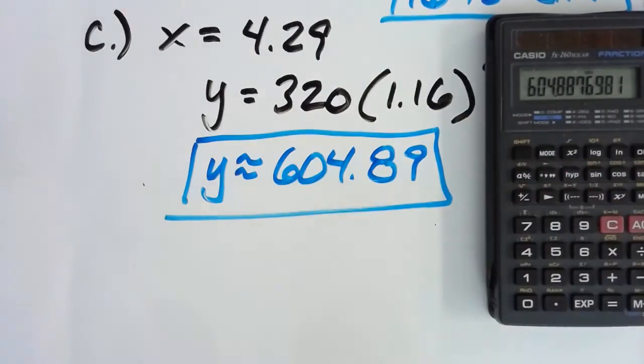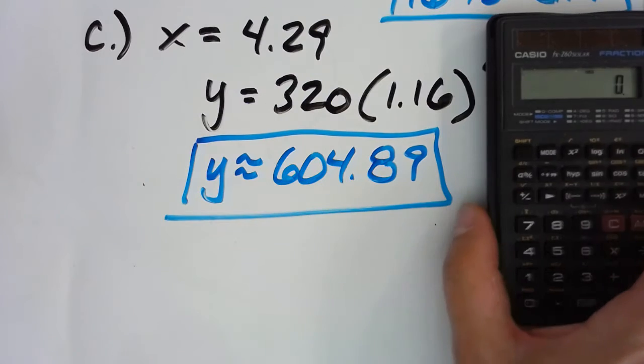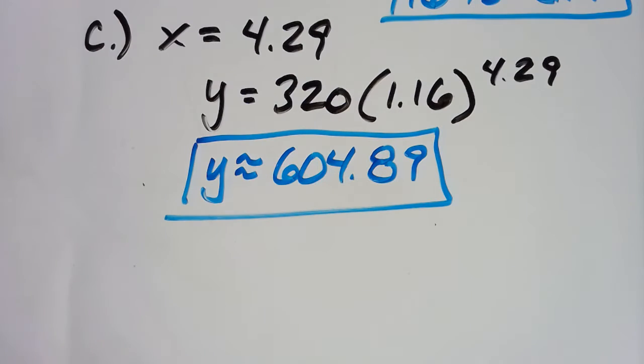And part C right there, again, this is basically just substituting in some value for x, doing the calculator work to solve for y. There's problem number 1 on your final exam. All right, let's move on.